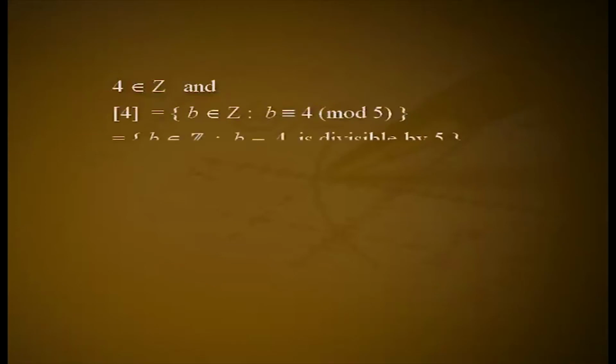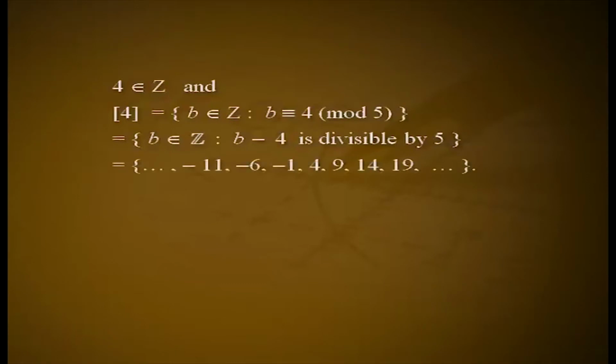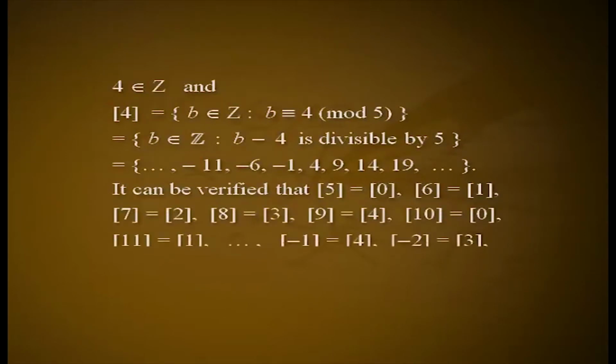4 belongs to Z and class 4 is equal to the set of all b belonging to Z such that b is congruent to 4 modulo 5, which is equal to the set of all b in Z such that b minus 4 is divisible by 5, which is equal to the set of all ..., minus 11, minus 6, minus 1, 4, 9, 14, 19, and so on.